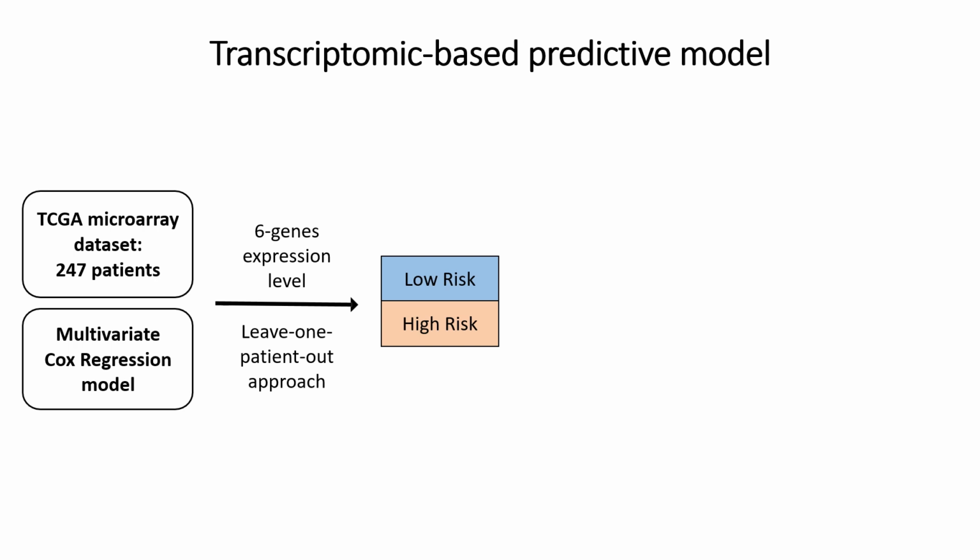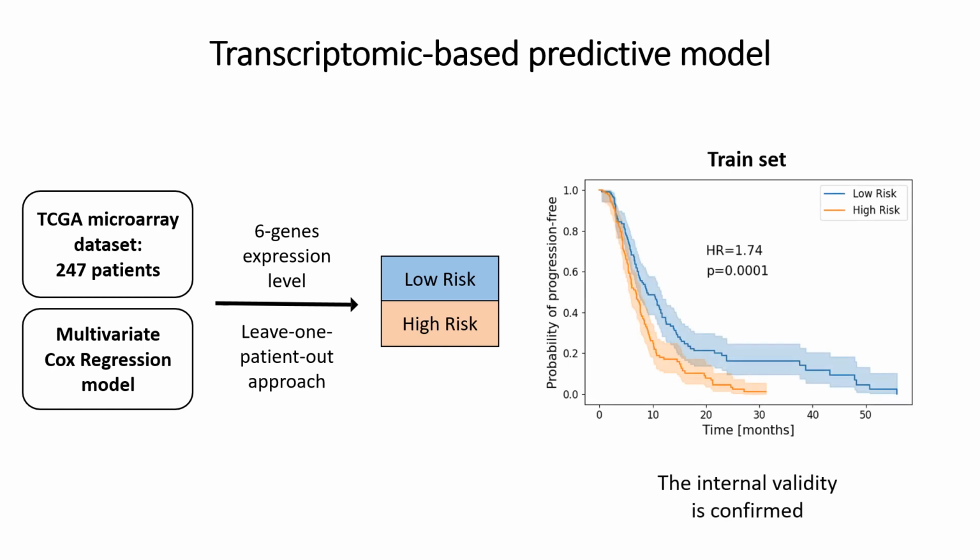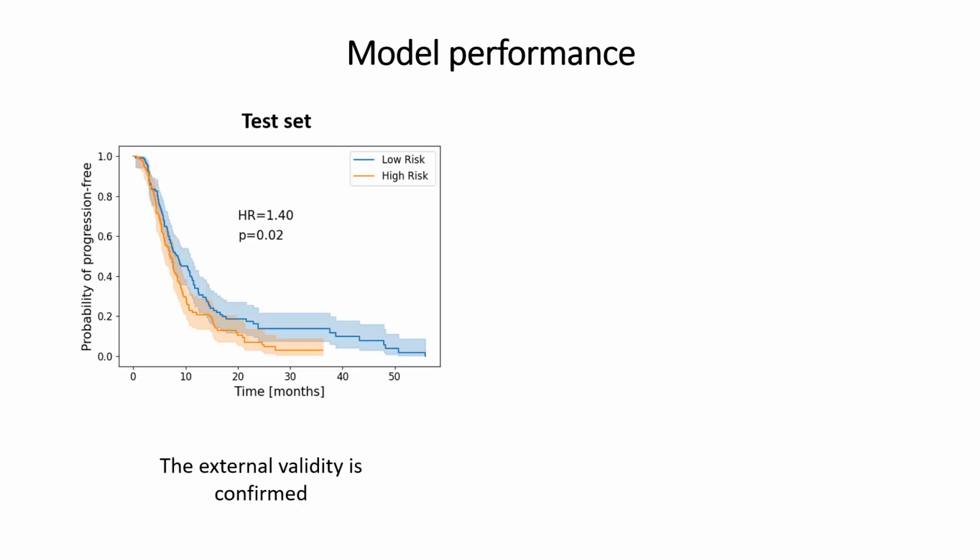The model links the transcriptomic information to the progression-free interval in order to stratify the patients in two risk classes, high and low risk. As you can see from the graph, the Kaplan-Meier curves of the two groups are highly separated, proving the internal validity of the model.